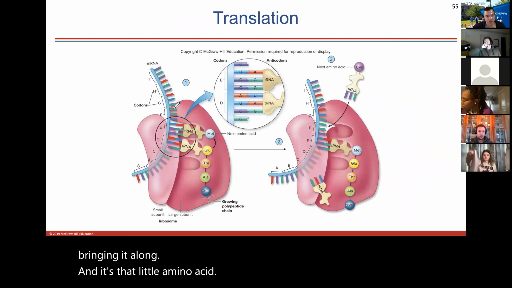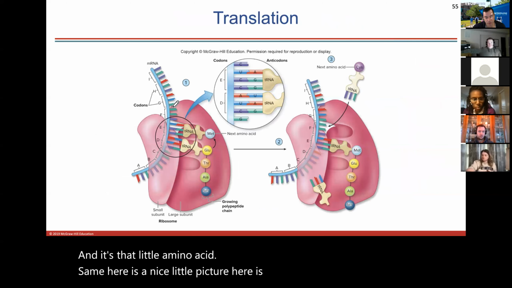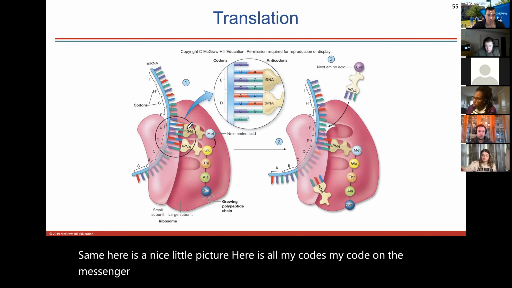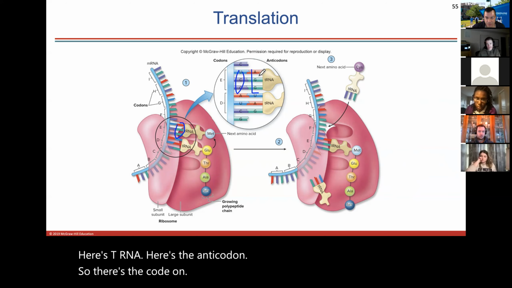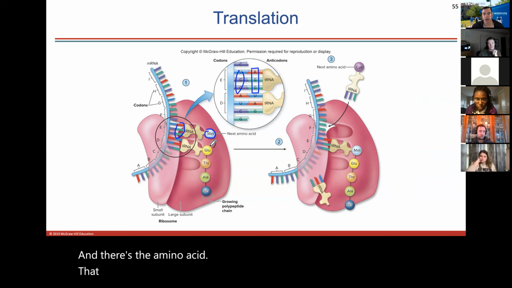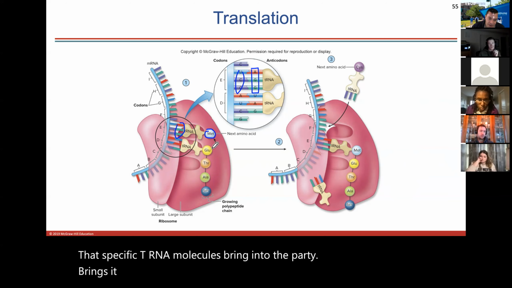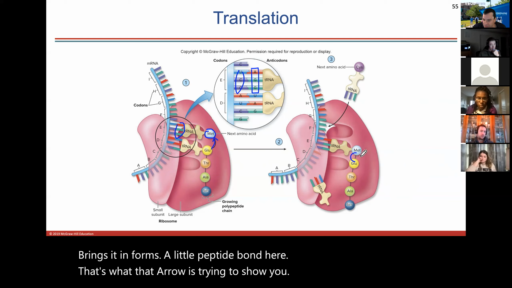See, here's a nice little picture. Here's all my codes, my codon on the messenger RNA molecule. Here's tRNA. Here's the anticodon. So there's the codon, and there's the anticodon. And there's the amino acid that specific tRNA molecule is bringing to the party. Brings it in, forms a little peptide bond here. That's what that arrow is trying to show you.